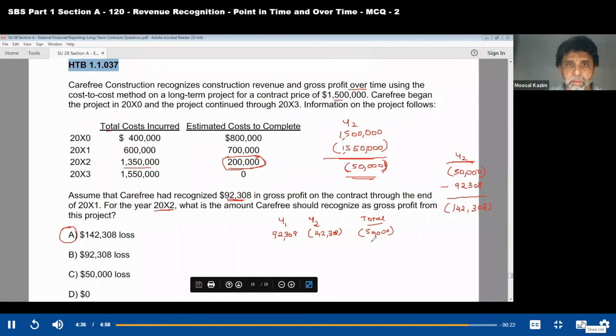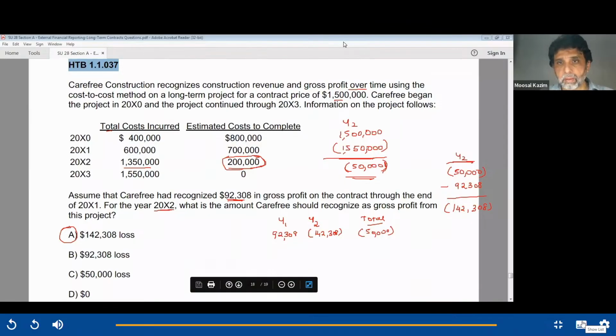Try to do more questions on this, on the calculation of profit over time and point in time, because I will not be able to do all the questions in the class. So you will do it yourself. Whenever you have a problem, you can contact me anytime. So this is going to be it. We'll do more questions in the coming sessions.